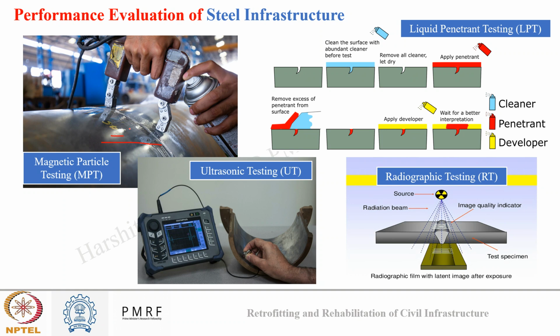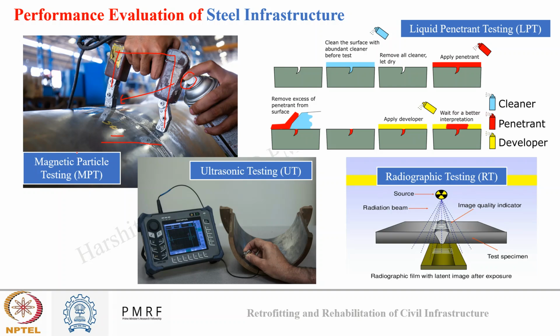Then, magnetic particles like iron or iron oxide particles are applied on the surface of the magnetized steel structure. These particles can either be dry powder or suspended in a liquid carrier. Now, you can see here, magnetic particles were sprayed, and using this U-shaped clip, the steel structure was magnetized.